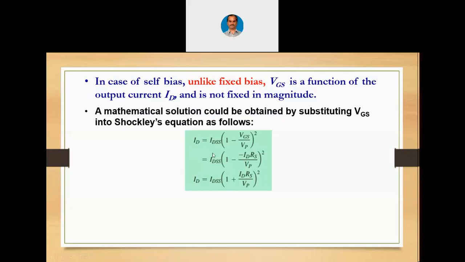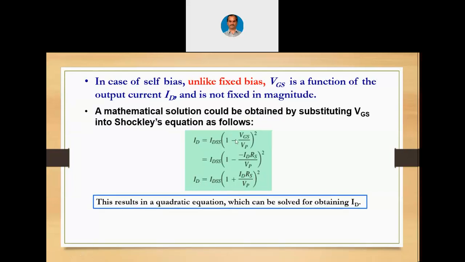We already know that ID equals IDSS into 1 minus VGS by VP whole squared. Now substitute for VGS, it is IDSS into 1 minus ID into RS divided by VP whole squared. That minus into minus becomes plus. So ID equals IDSS into 1 plus ID RS by VP whole squared. Now this is a quadratic equation now. Earlier in the fixed bias, we had a linear equation. Now here we have a non-linear equation. That is why the mathematical solution will not be so easy here now.